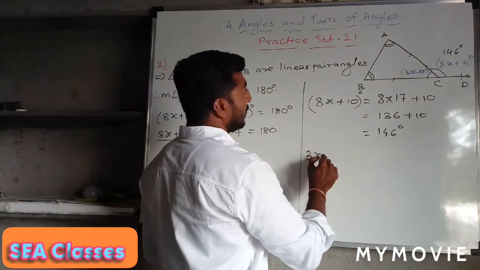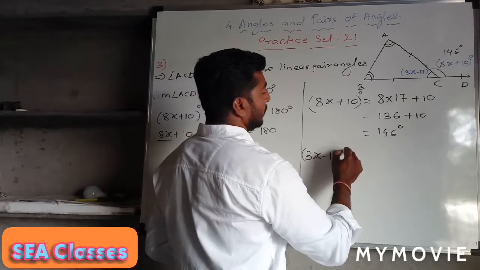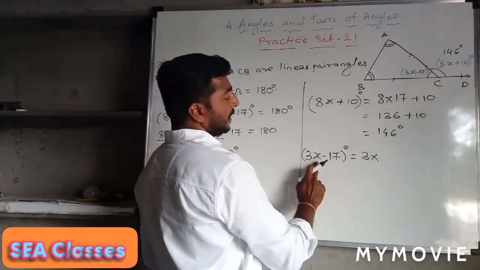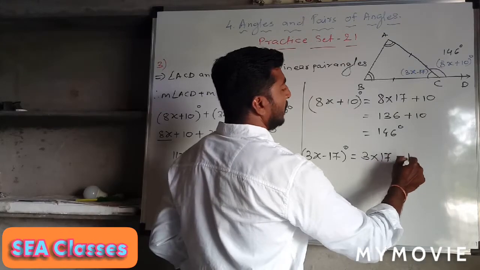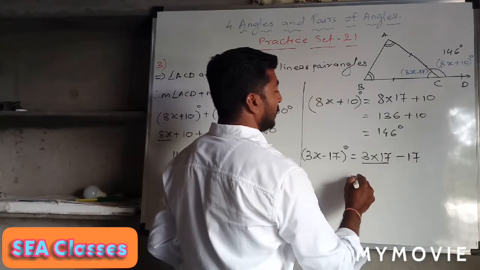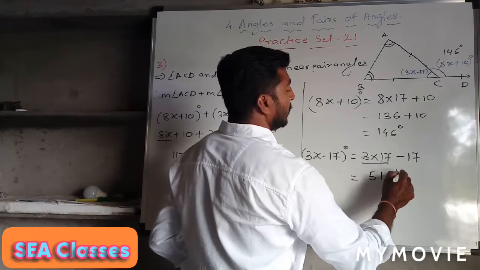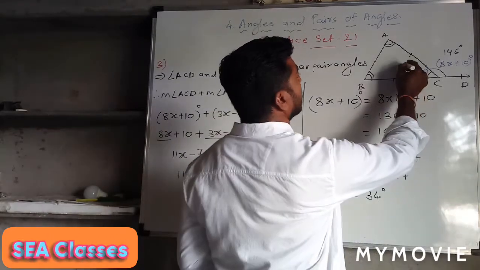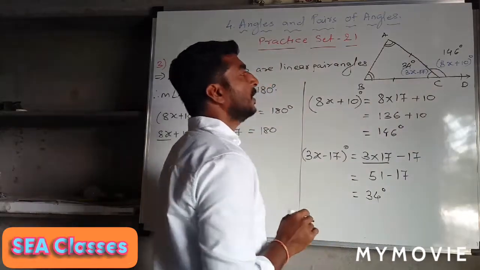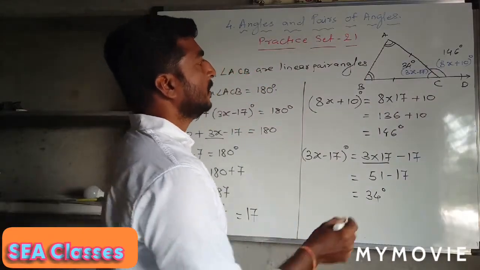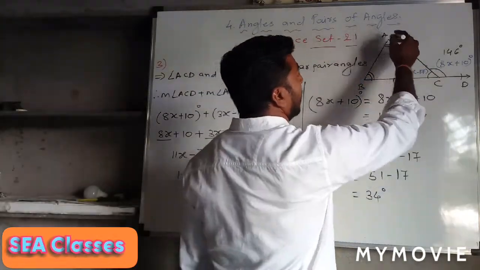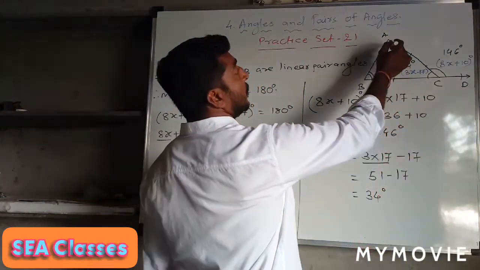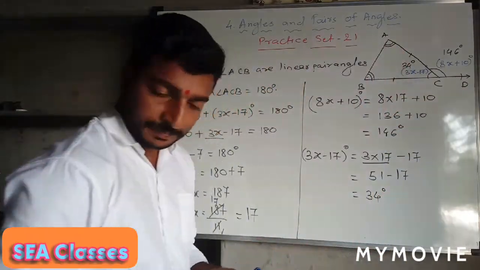Then 3x minus 17 degrees is equal to 3, in place of x you will take 17, minus 17. So first you multiply this. So it will be 51 minus 17, which is 34 degrees. So that means this angle has a measure of 34 degrees. So you got the measure of angle ACB and angle ACD. Now you have to find the measure of angle A and B.